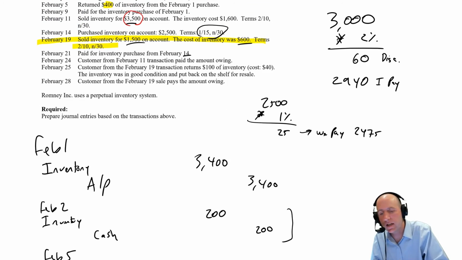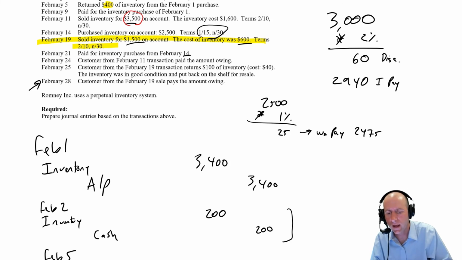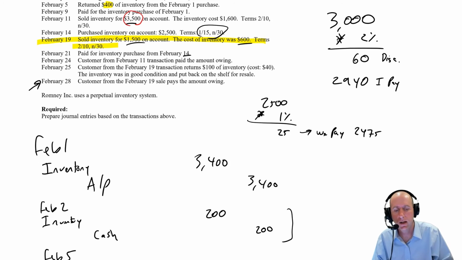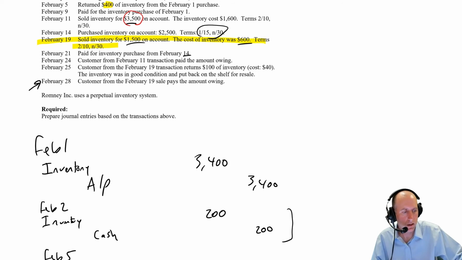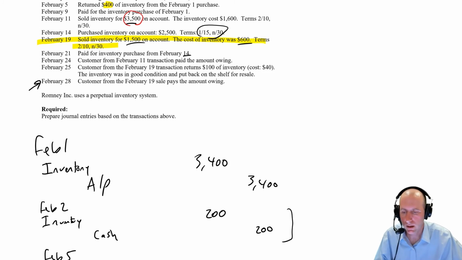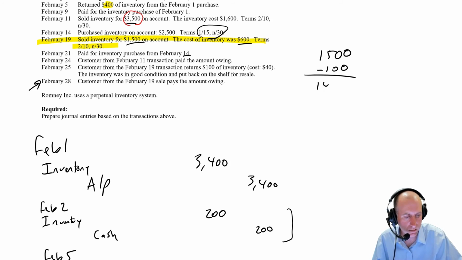Last, but certainly not least, and one of the trickier ones, and this is just a juggling act, right? All we're doing is juggling here. Customer from February 19th sale pays the amount owing. Okay, so we got to figure out what they owe us. So I'm going to erase this stuff just because we're not really referring to it anymore. Okay. So February 19th sale was a $1,500 sale, and they've returned $100 worth of merchandise. So it's really $1,400 that we are planning to collect.